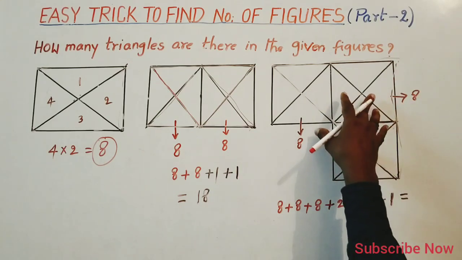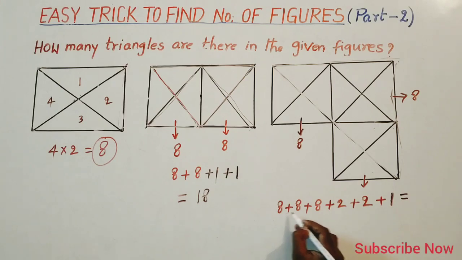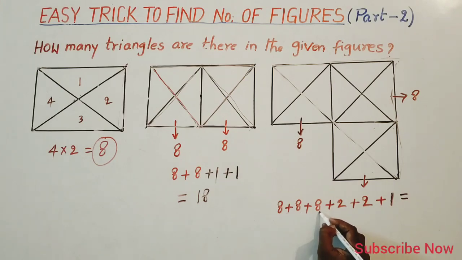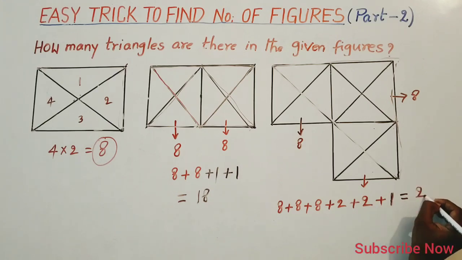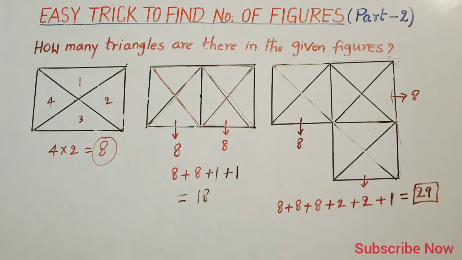So totally in this diagram you will have 8 plus 8 16, 16 plus 8 24, 24 plus 2 26, 26 plus 2 28, 28 plus 1 29. So totally there are 29 triangles in this diagram. Now let's see some more problems.